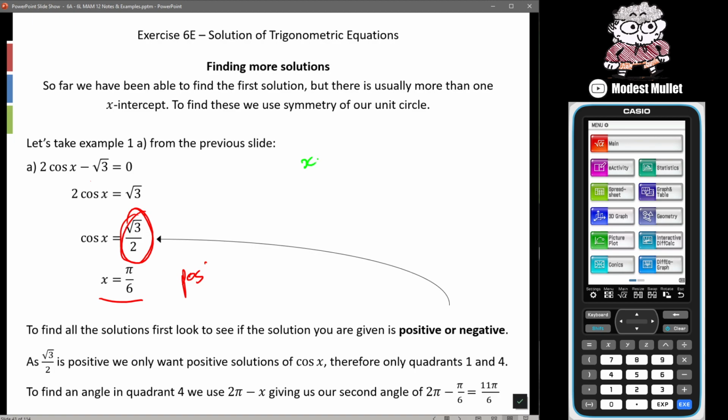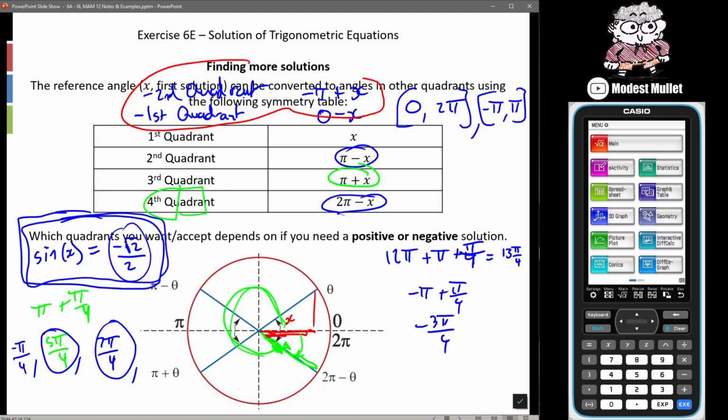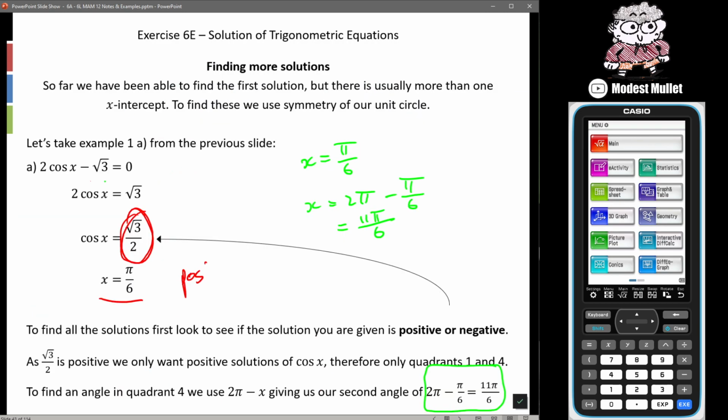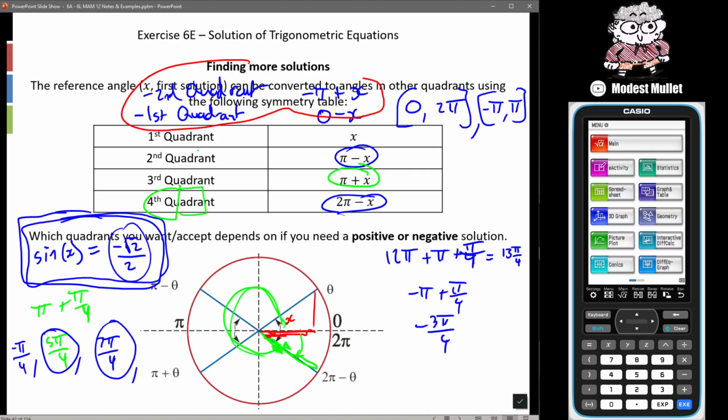Then using my reference angle, my initial one is pi on 6. If I use that, another correct one would be 2 pi take away my reference angle, which is 2 times 6, 12, take away the 1. That's 11 pi on 6. And that's what that shows here. So that's how you decide, do I want first, second, third, or 4th quadrant, is looking at signs. In this case, I needed positive root 3 on 2. So cos is only positive in the 1st and 4th quadrants. So I'm only going to accept 1st and 4th, so I don't need to worry about trying to find the 2nd and 3rds.